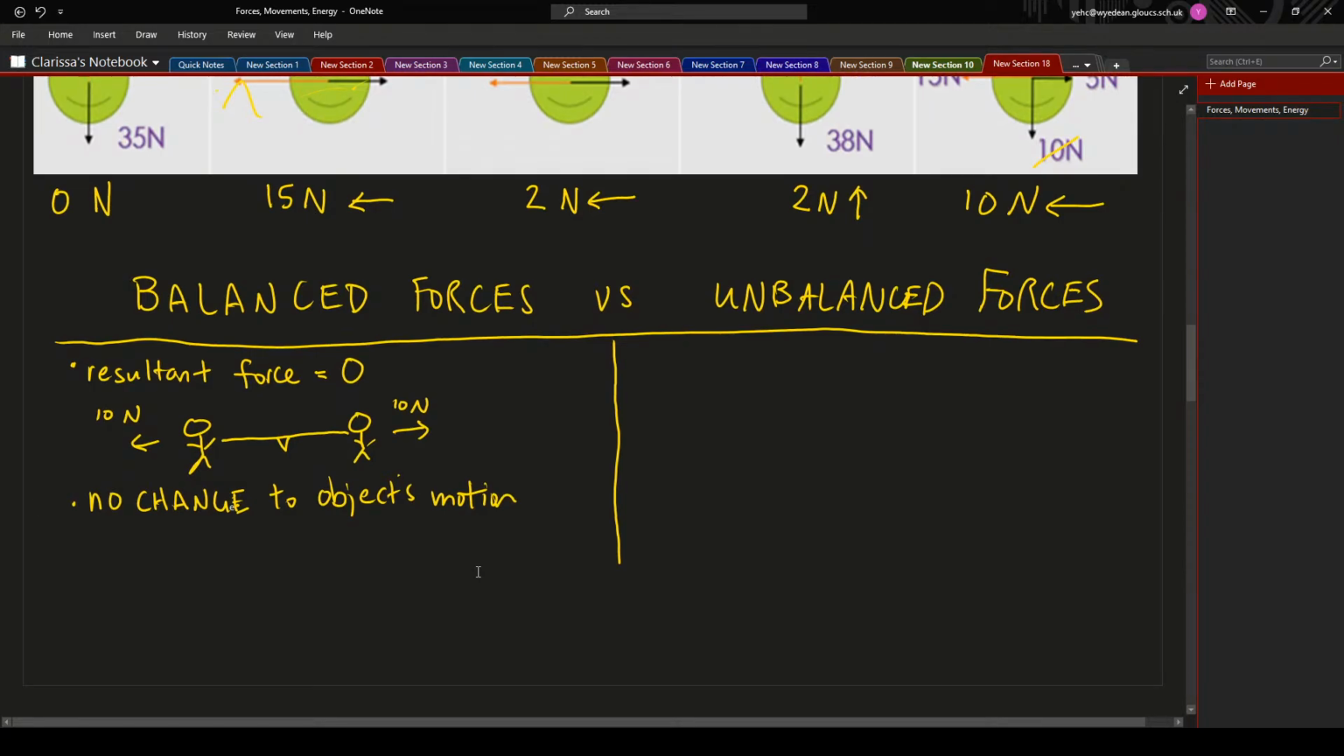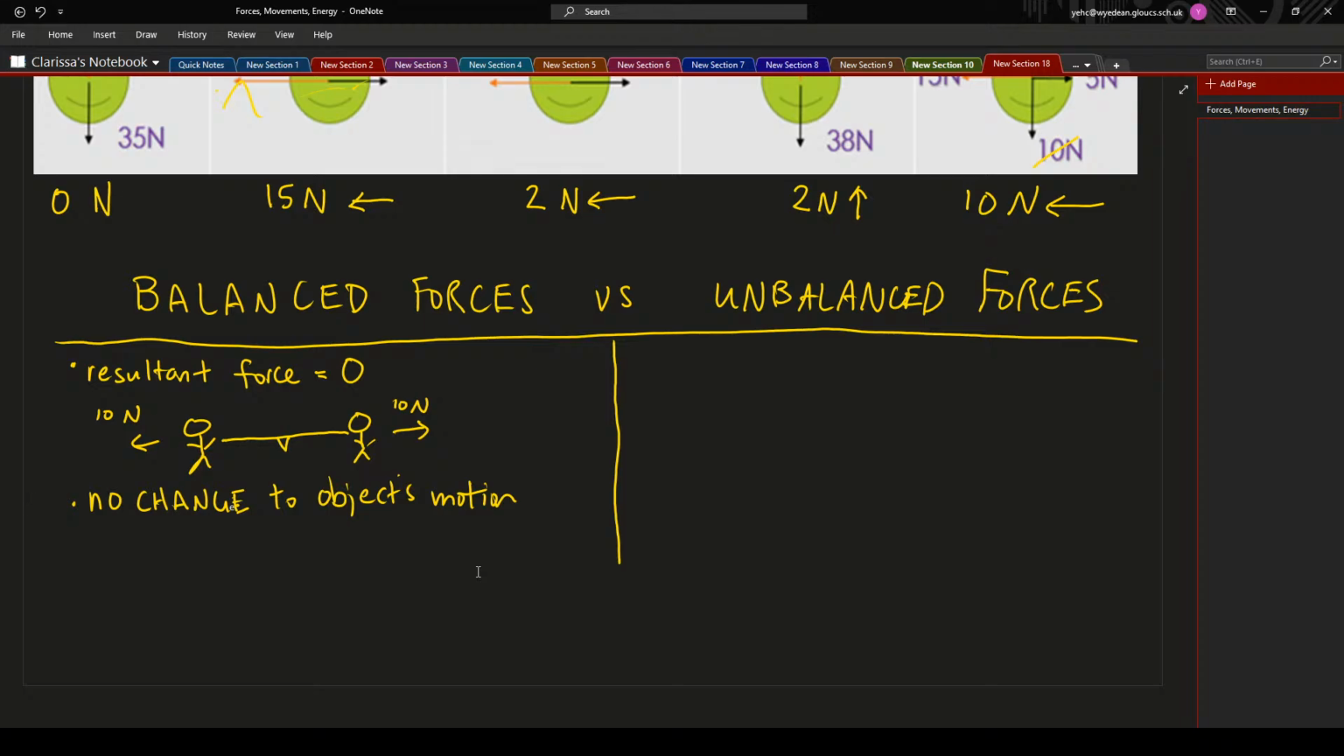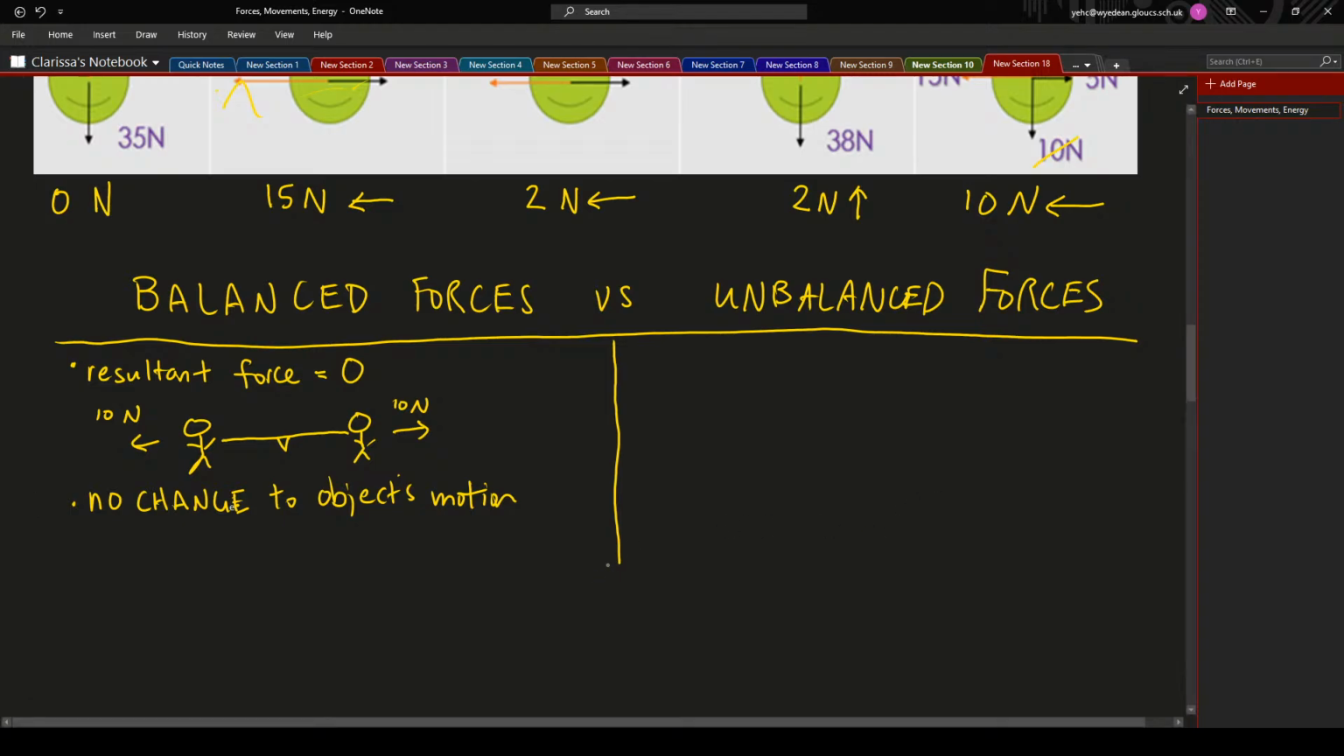Like for example, let's look at anything on a table near you. Let's look at a pen that's on the table. You might think, well, there's no forces that are acting on the pen because nothing's happening to it, but there are plenty of forces. For example, there's a weight force, there's a reaction force. They've just balanced each other out so that you don't see a change to the object's motion because the resultant force is 0.